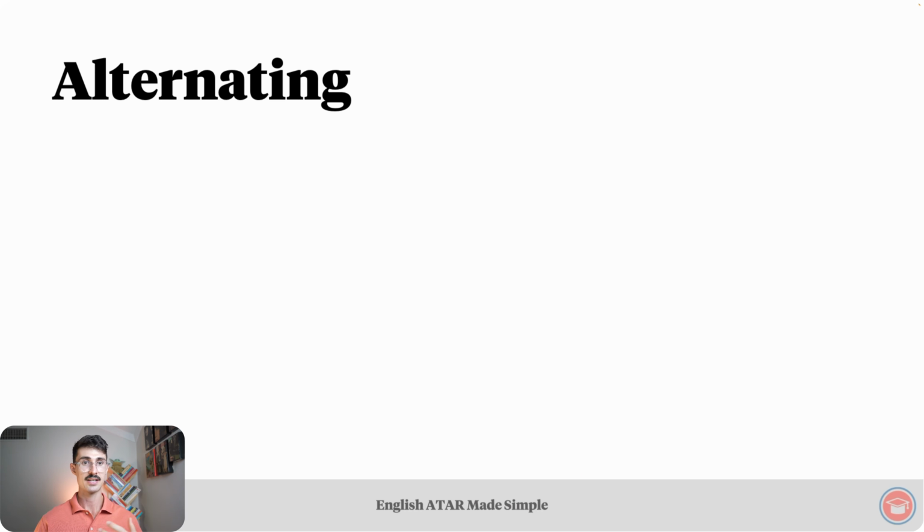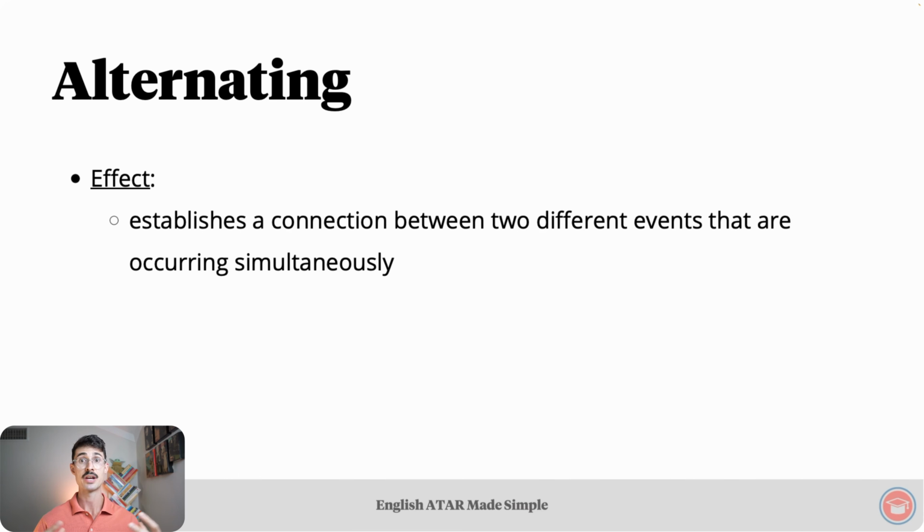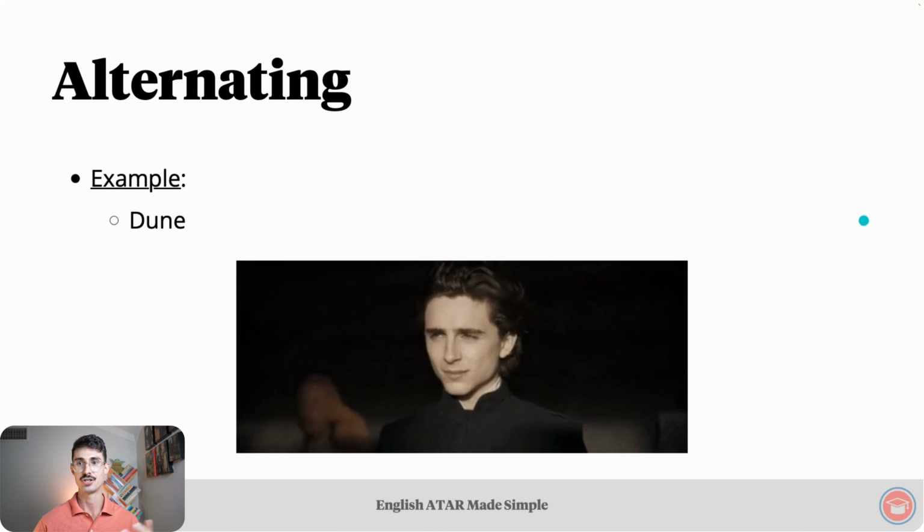Next, structural device, alternating structure. This is when a text shifts from one thing to another repeatedly to create a certain effect. And the effect is generally that it establishes a connection between two different events that are occurring simultaneously. Our example for this, again, is that Gom Jabbar scene. The scene alternates between shots of Paul enduring the pain of his hand in the box and shots of Jessica standing outside the room in anguish, as though she's experiencing the pain that Paul is.